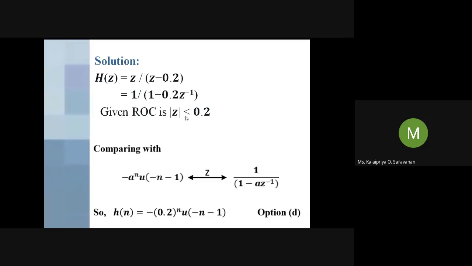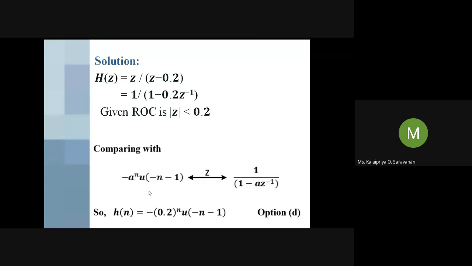So for this, we'll have to find H of N, which is simply the inverse Z transform of the given function. But when we find the inverse Z transform, ROC is actually used to determine whether the given signal is a right-handed signal or a left-handed signal. ROC is used to decide whether it comes under a causal or an anti-causal signal. So here it is given as modulus of Z less than 0.2.